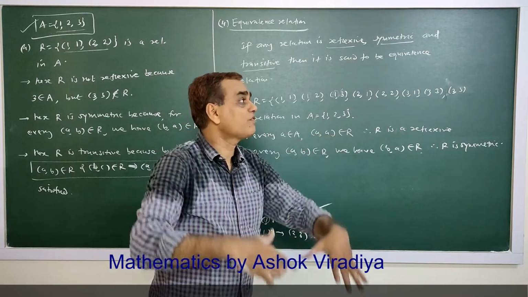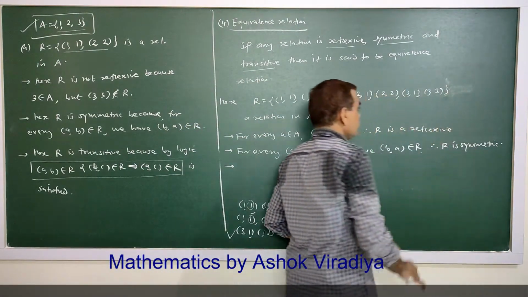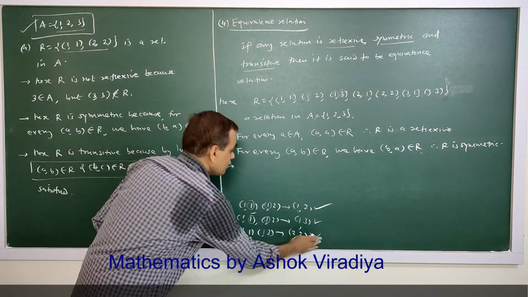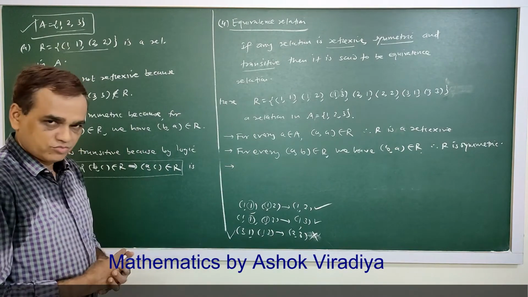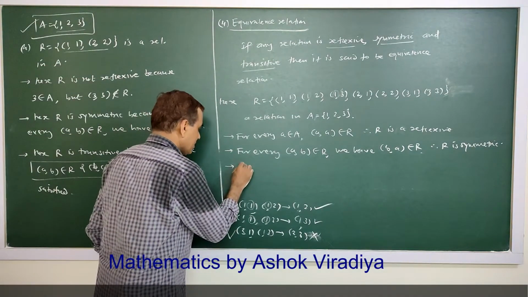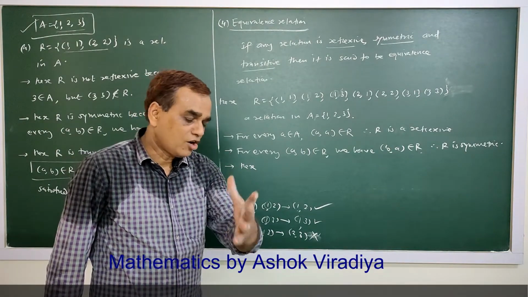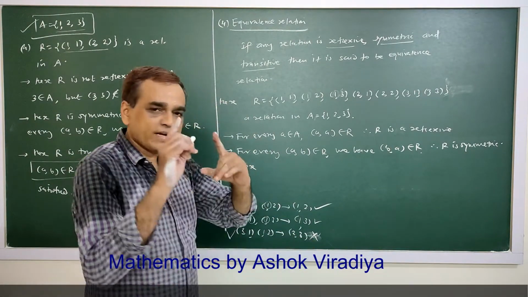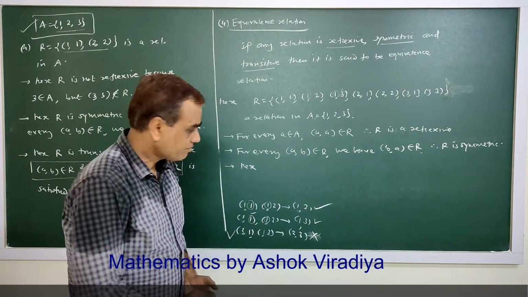So this is the way of checking for elements. If we don't add (2, 3), then it is not in R, so this is not transitive. So if not transitive, give an example. If not reflexive, give an example. If not symmetric, give that counterexample.